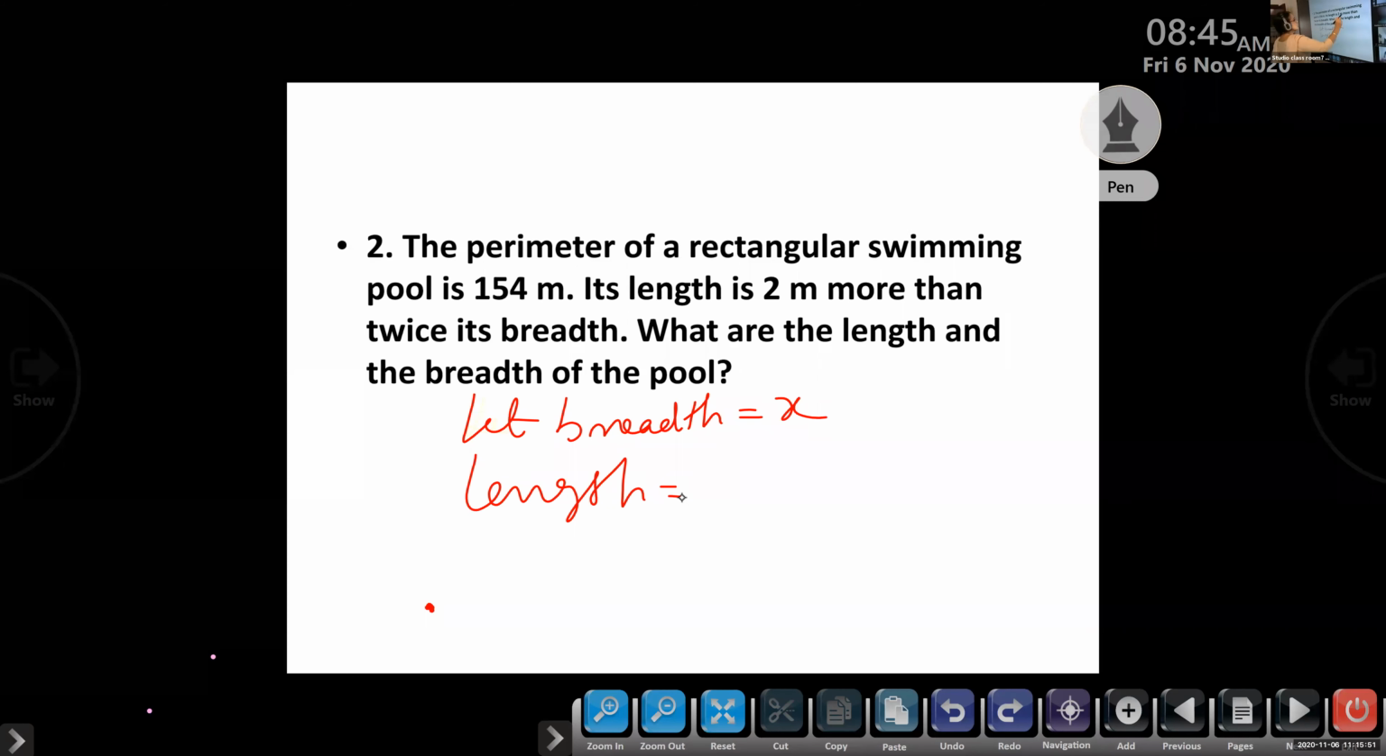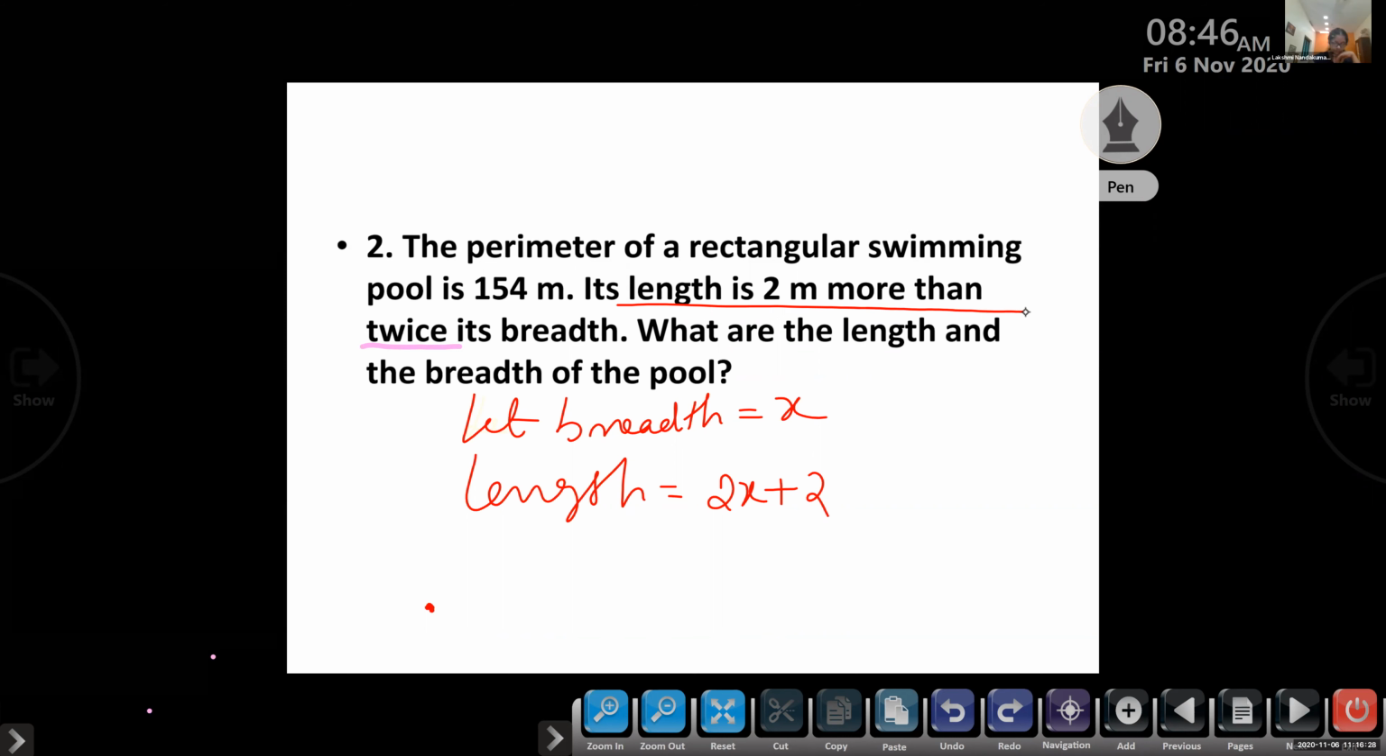Then length is 2 meters more than twice its breadth. So what will be the equation? Twice means 2x, plus 2. Twice the breadth plus 2 is the length. So breadth is X, twice means 2x, 2 more. Understood, Lakshmi Nandakumar, understood?